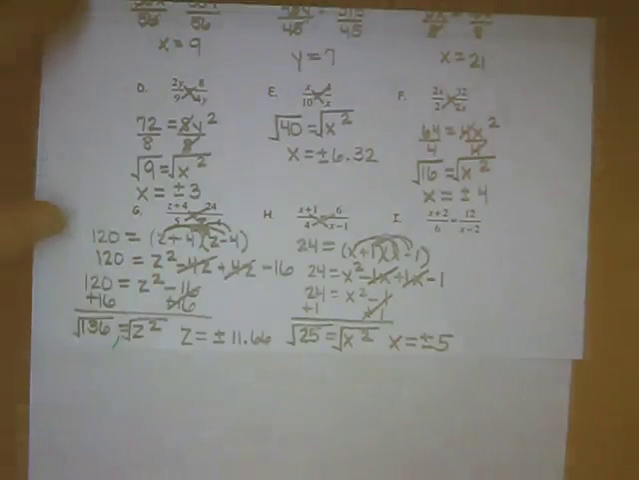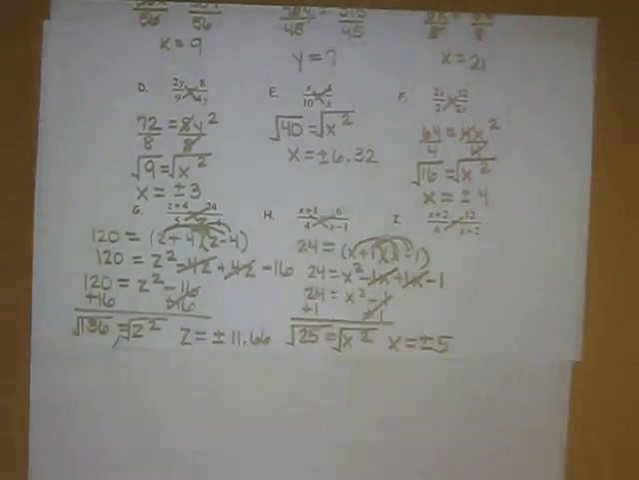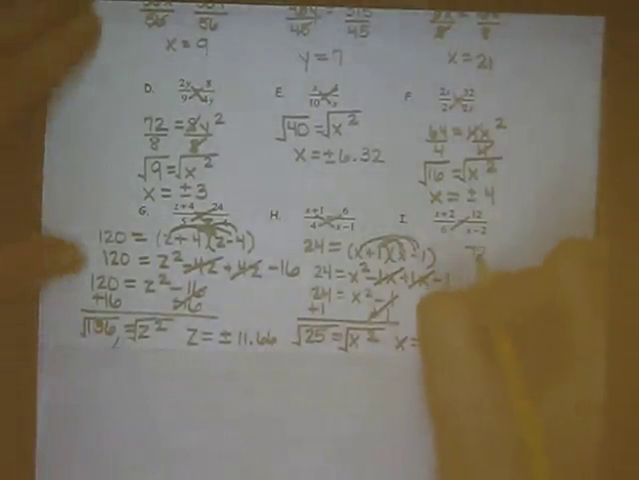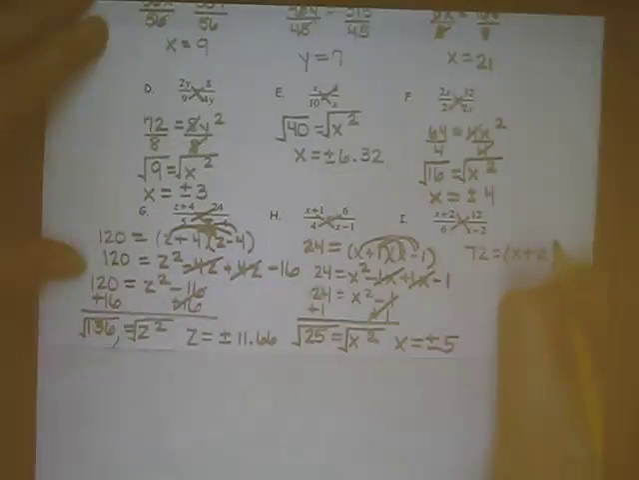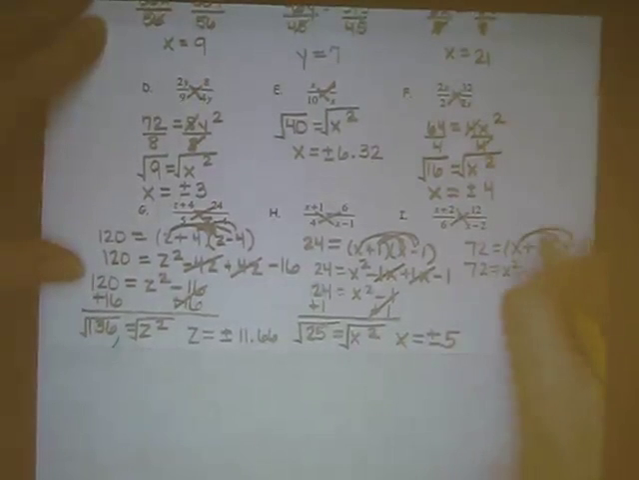Our last example is done the same way. We're going to start by cross multiplying. 6 times 12. And when you multiply 6 times 12, you will get 72. So we have 72 equals x plus 2 times x minus 2. We will again FOIL. We have x squared minus 2x plus 2x minus 4.